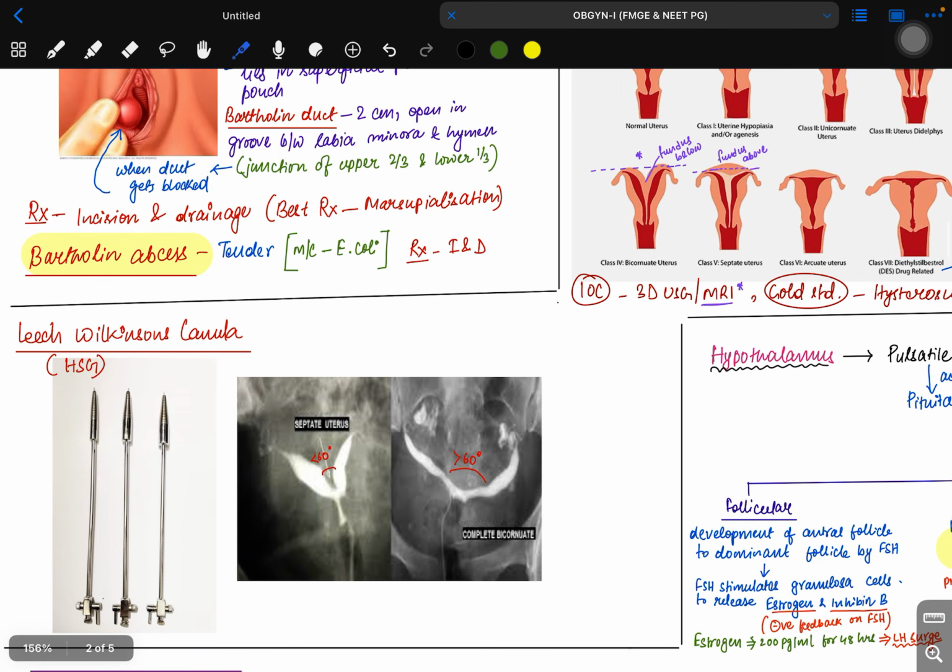Now, this is the Leach-Wilkinson's cannula. It is used for HSG. This is the image-based question. Here you can find this is the HSG of the septate uterus. This is the USG of the bicornuate uterus.